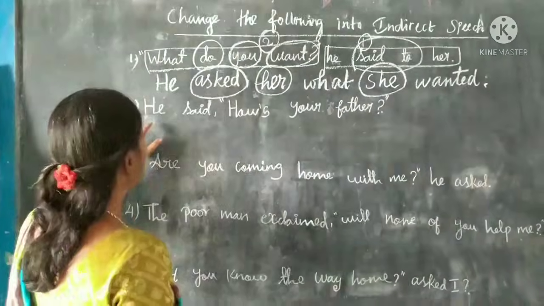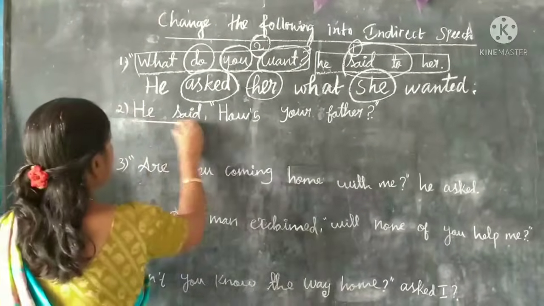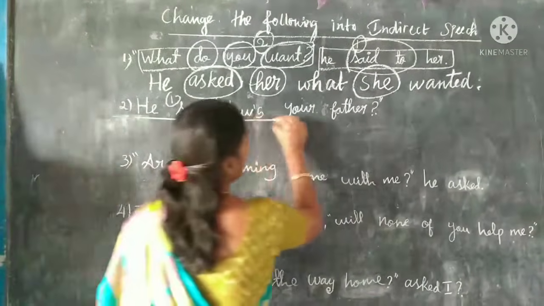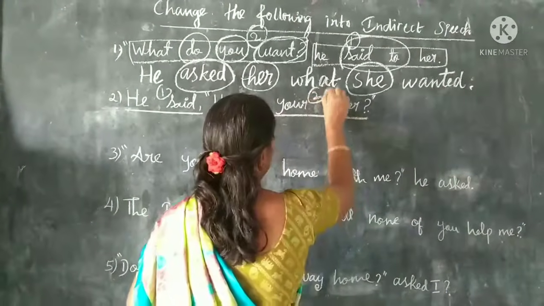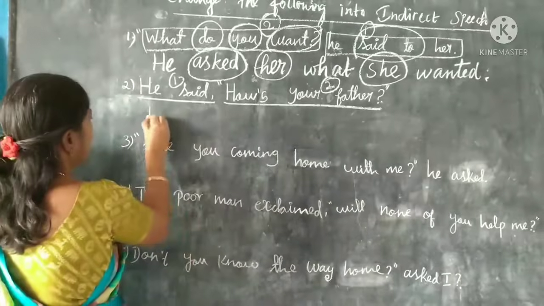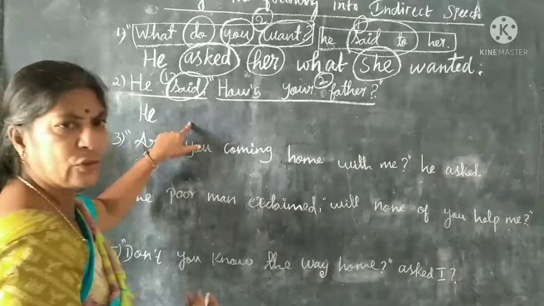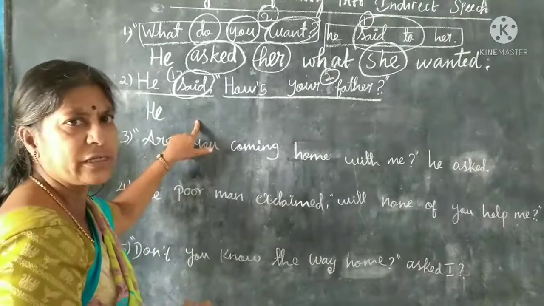Let us see the second one. He said, how is your father? He said is the first part. How is your father is the second part. The reporting verb and the reported speech. You can write he. Said is changed into ask. Said to is changed into ask. Said also changed into ask.